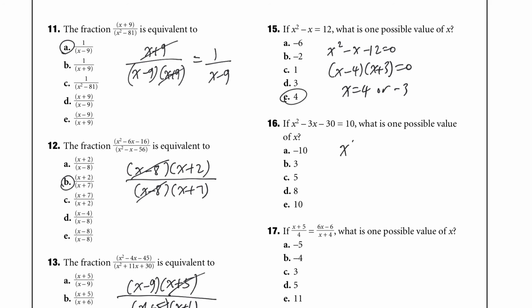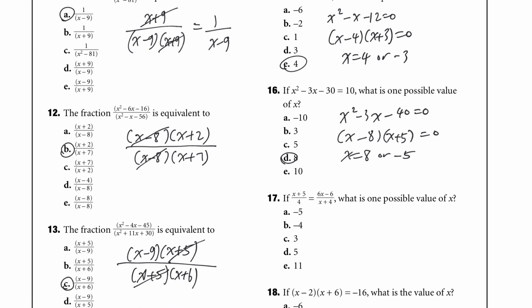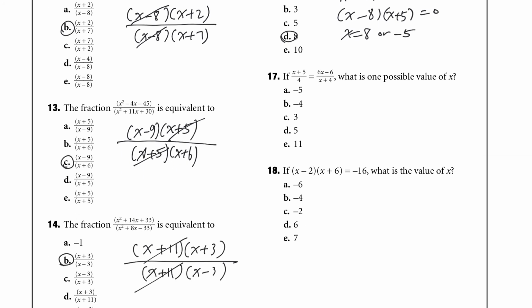And this one again, I'm going to move the 10 to the other side and factor two numbers that multiply to negative 40 and add to negative 3, which is negative 8 and 5. So x is equal to 8 or negative 5. Let's keep going. Number 17.